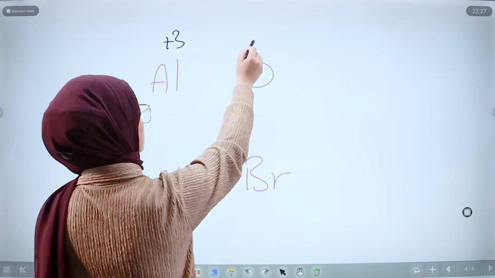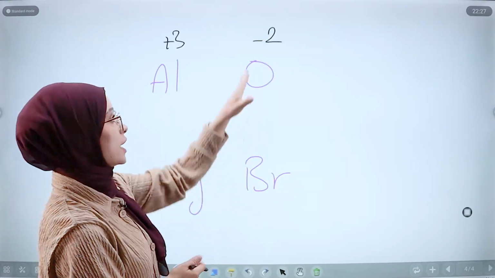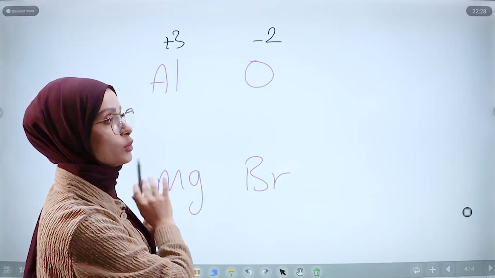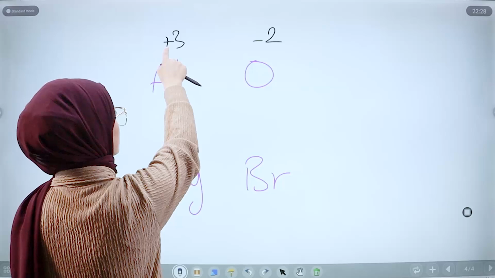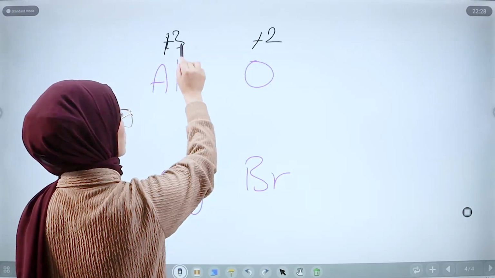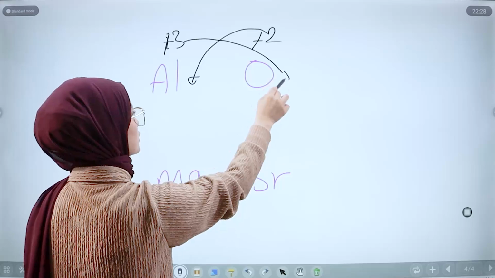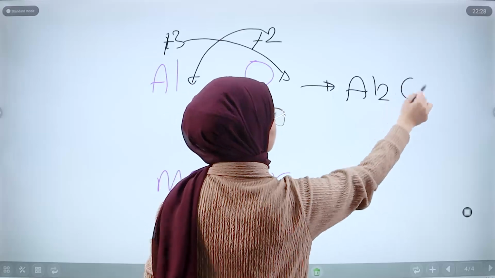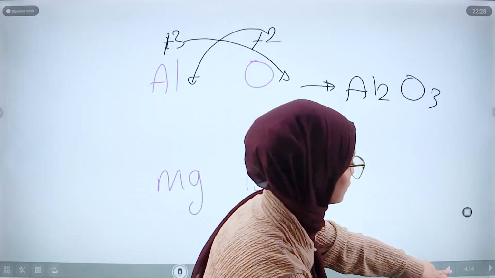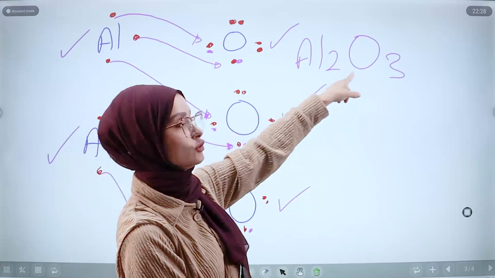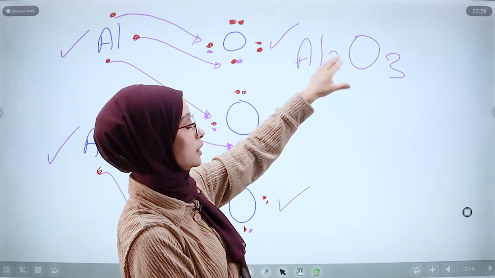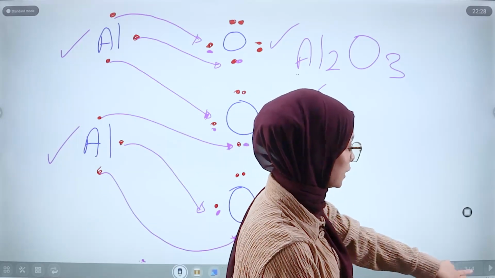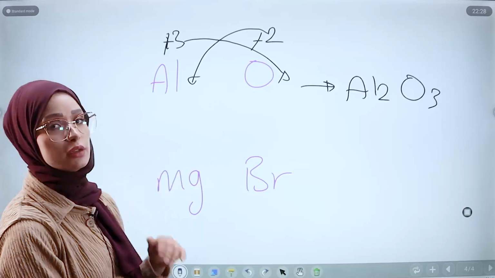After this, oxygen is in group number 6, so we put -2. Then you don't look at the charges, okay? You do cross multiplication for only the numbers without the sign. Without the sign, again, without the sign. No need for the positive, no need for the negative. I do cross multiplication. The 2 comes here, the 3 comes here. So I have Al2O3. If we go back to the previous example, see, it's Al2O3, the same. So this is how we wrote the ionic compound by drawing, and this is how we do it by the easier way that you are going to use in your exams.